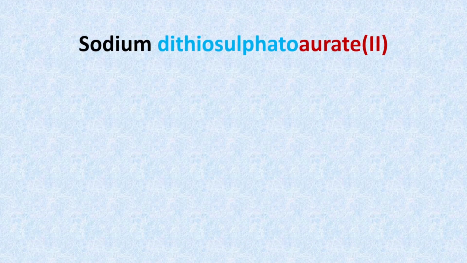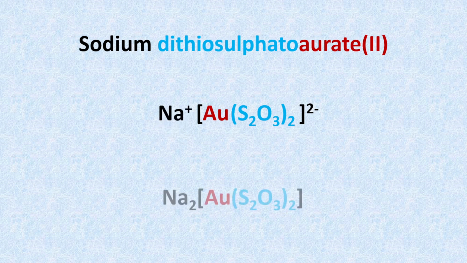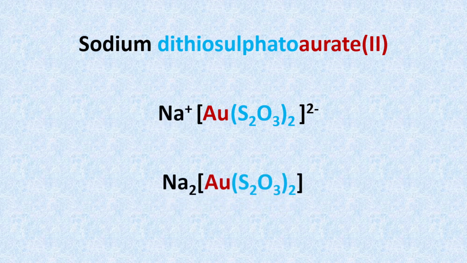This complex has 2 thiosulfate ligands and aurate. Aurate means gold is a part of an anionic coordination sphere and has +2 oxidation state. Also, the coordination sphere will acquire 2 negative charges. There is a sodium outside the coordination sphere. Balance it to get the final chemical formula.